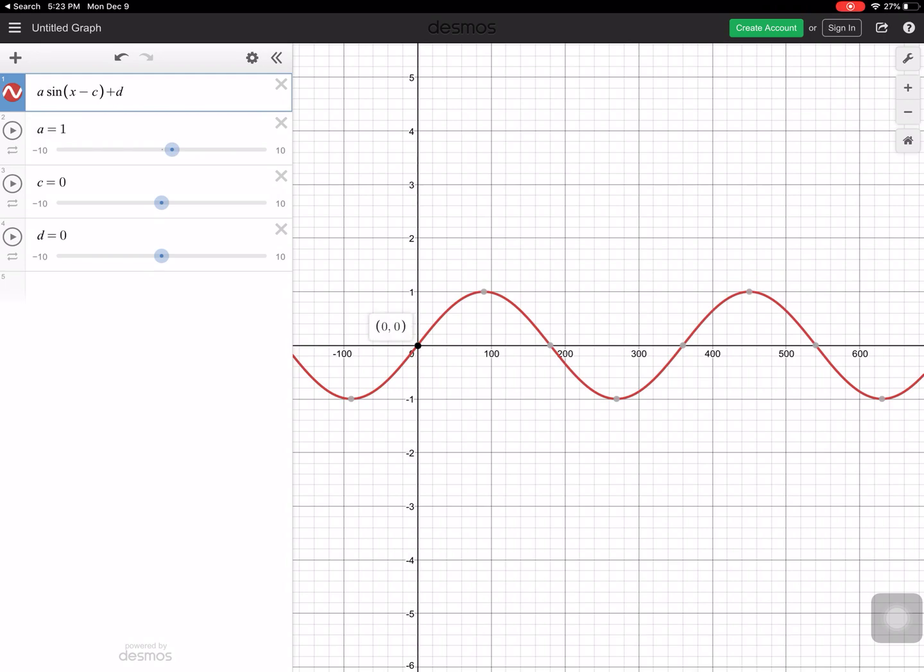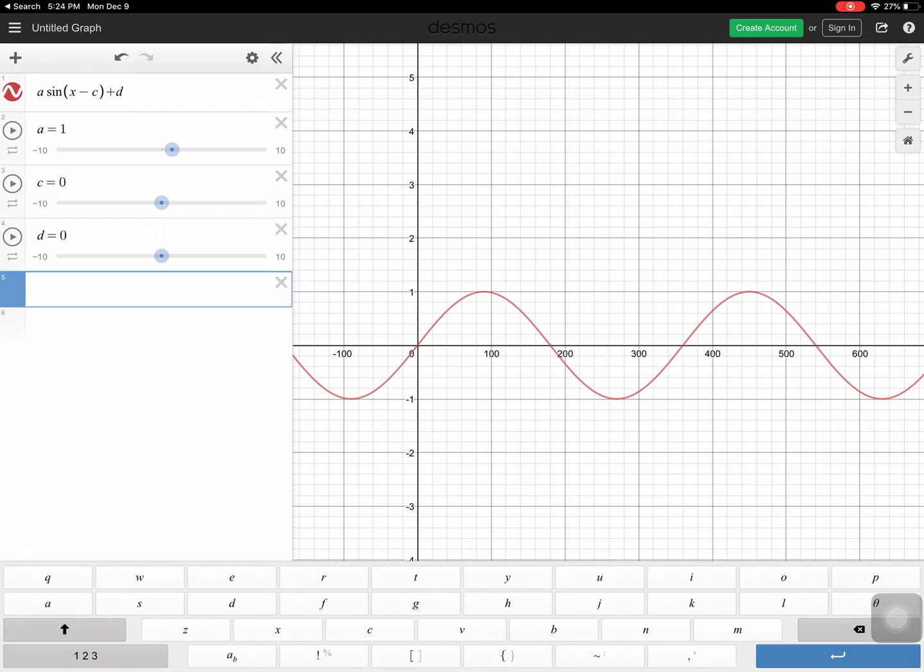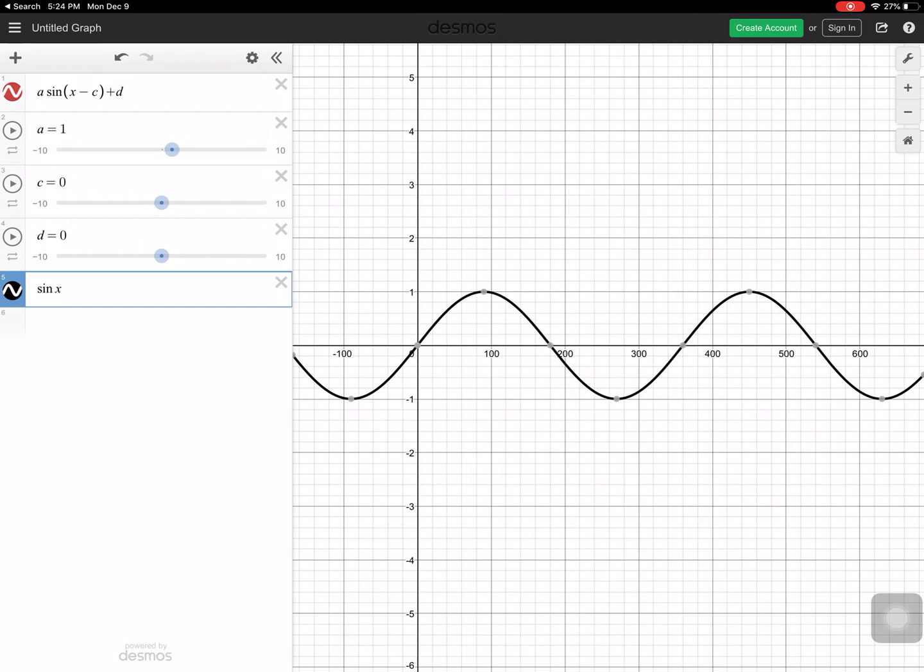So we take a look, 1, 2, 3, 4, 5. Remember those 5 points I talked about? 0, 0; 90, 1; 180, 0; 270, -1; 360, 0? I put in a sine function. I could draw it in again here. It's just sine x. That is sine x, with the a value being 1, right? If a is 1, it doesn't do anything. If c is 0 and d is 0, that's the original function.